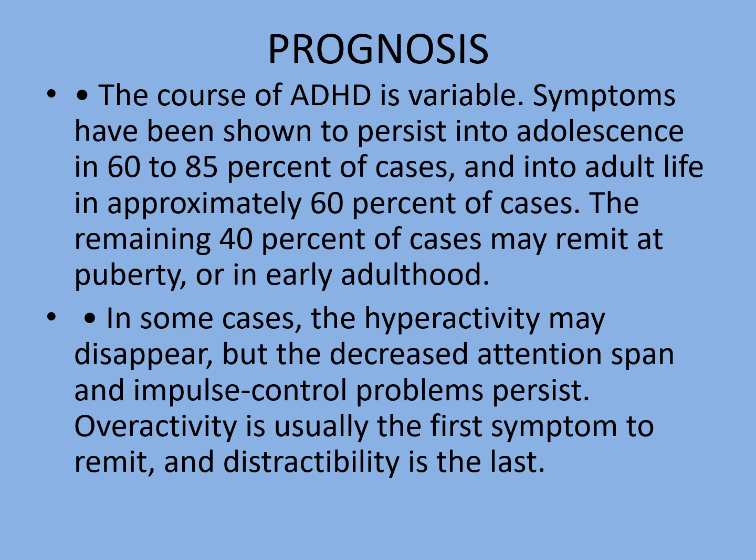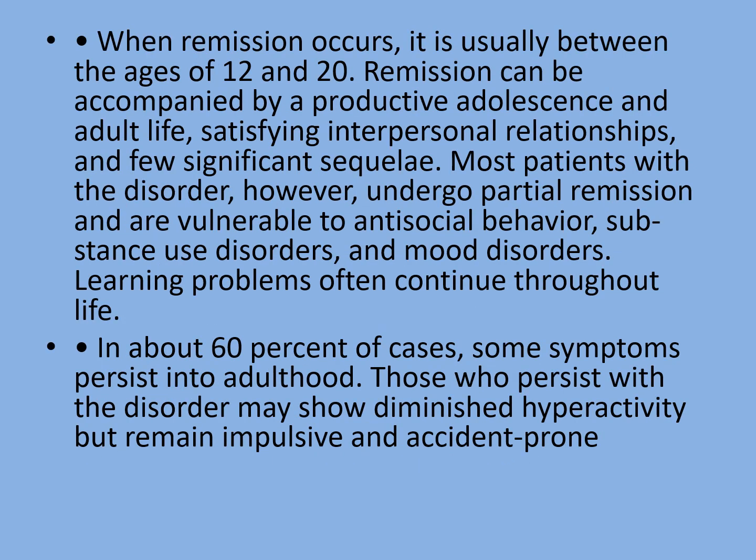Prognosis. The course of ADHD is variable. It tends to persist into adolescence in about 60 to 85% of cases, and into adult life in about 60% of cases. The remaining 40% of cases may remit at puberty or in early adulthood. In some cases, hyperactivity may disappear, but the decreased attention span and impulse control problems still persist. Overactivity is usually the first complaint to remit, and distractibility is the last. When remission occurs, it usually occurs between the ages of 12 and 20.